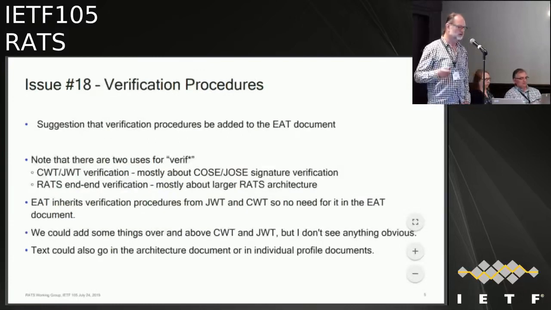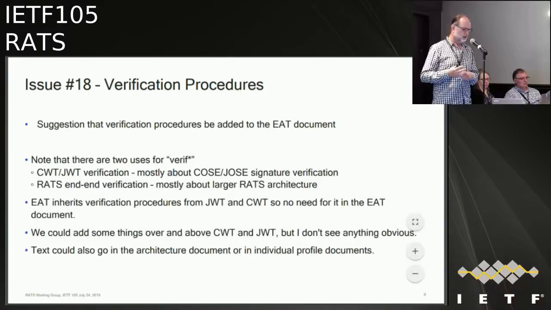Okay, verification process. I think there are two uses of the terms verification and verify in RATS. There's the CWT, JWT case, and there's very explicit text in both CWT and JWT that's primarily around verifying the signatures on the COSE and JOSE. Then there's the end-to-end RATS verification. I think EAT just inherits from JWT and CWT, so I don't think there's any need for any of that text in the EAT document.